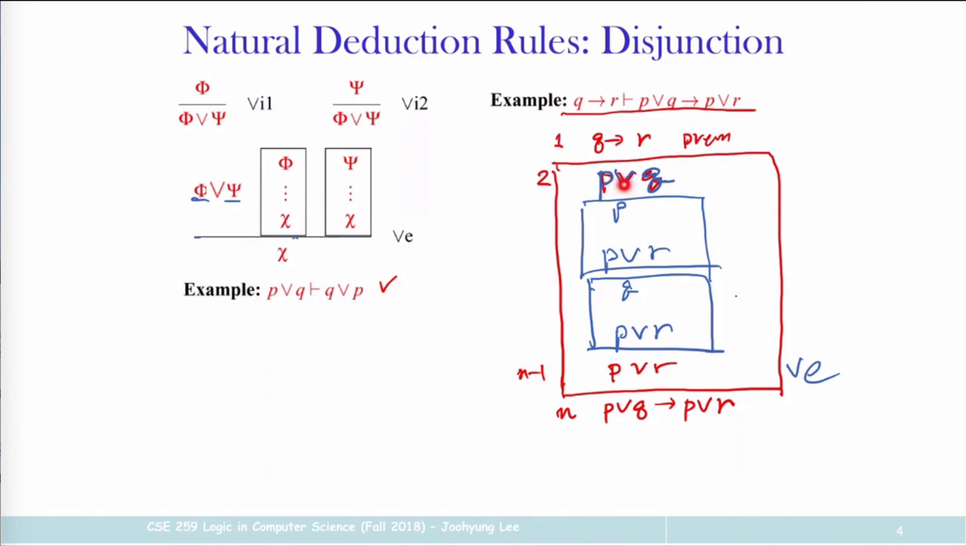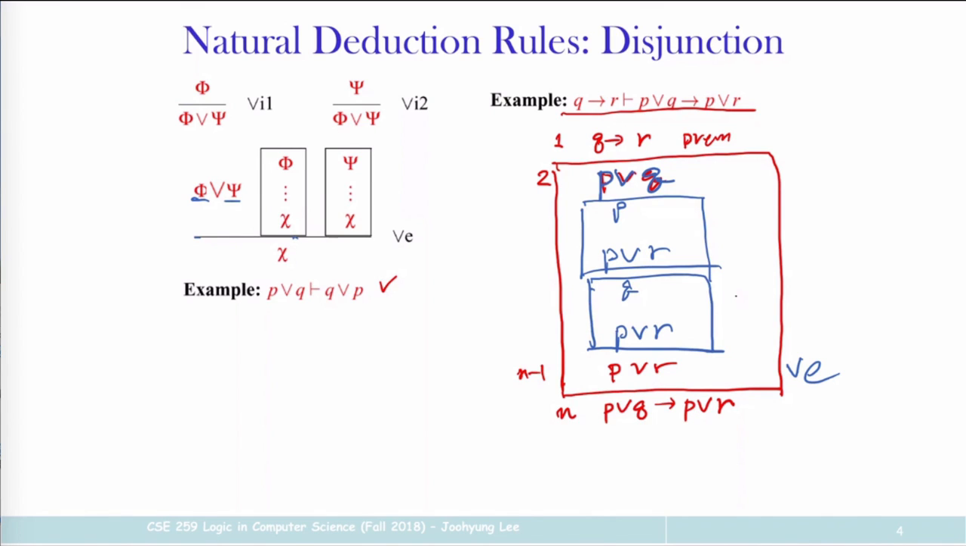Now, case 1, if P is true, I can derive this P or R. Case 2, if Q is true, I can derive P or R. Then, no matter what case we are in, we can always derive P or R. That's what this OR elimination is about. Okay?